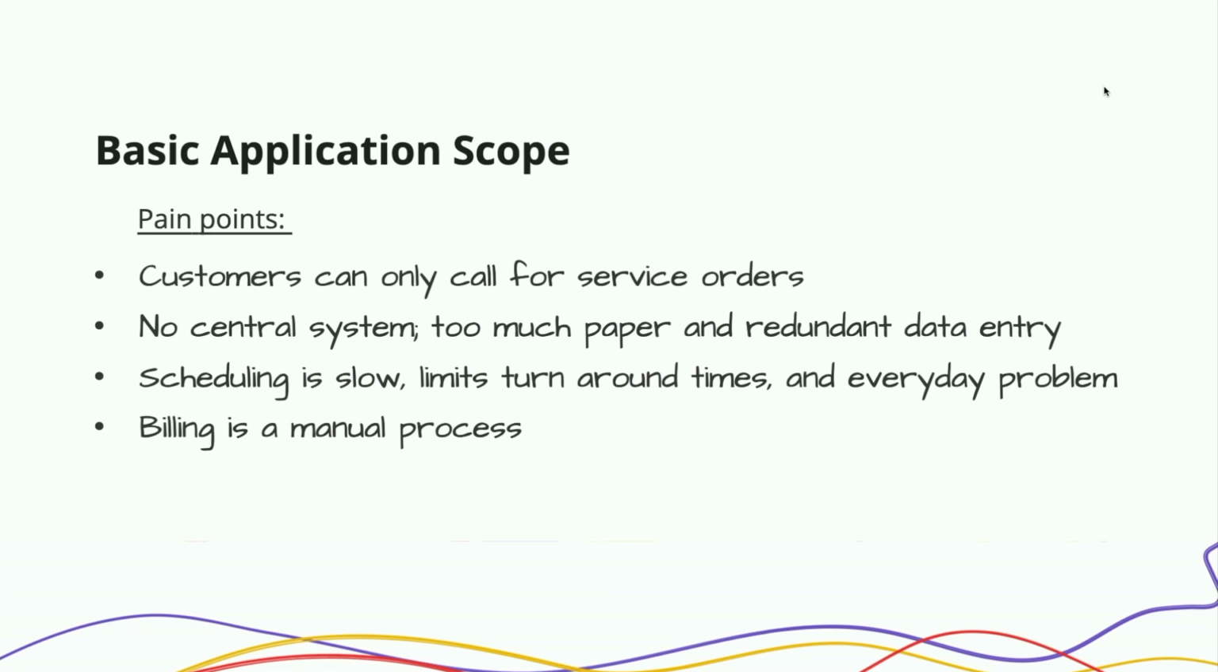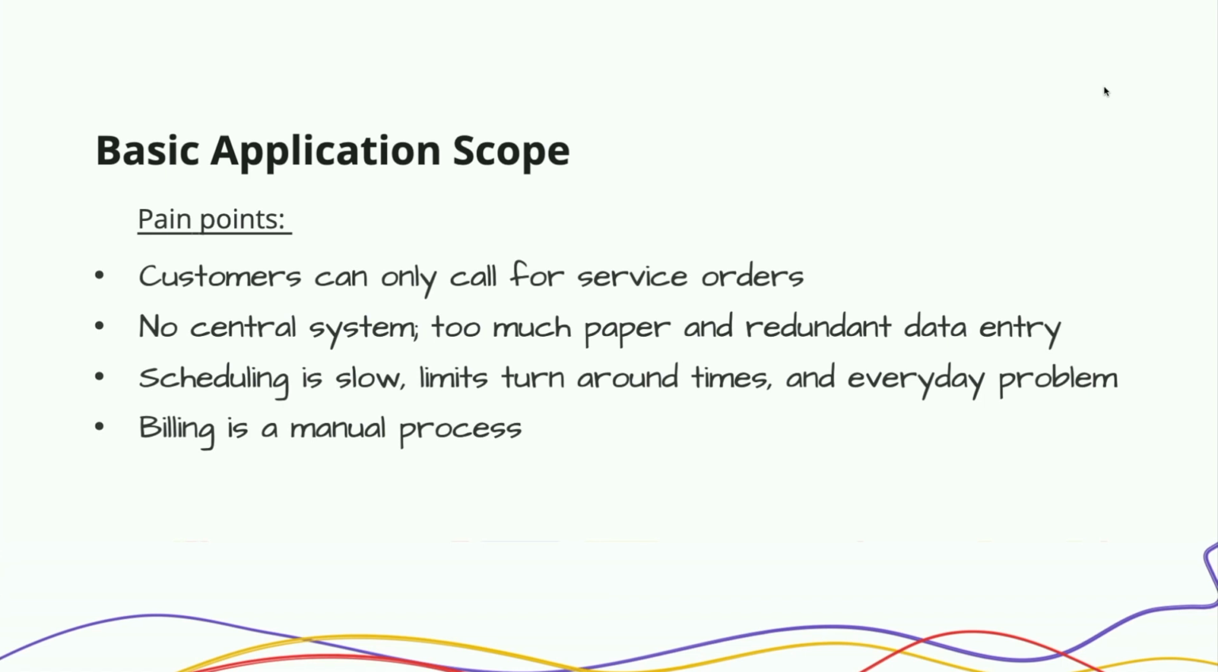There's no centralized system, too much paper, redundant data entry. We can smooth that out if we have all of these pieces connecting into one process where data comes in and then we just work from that single file or sort of single point of truth.